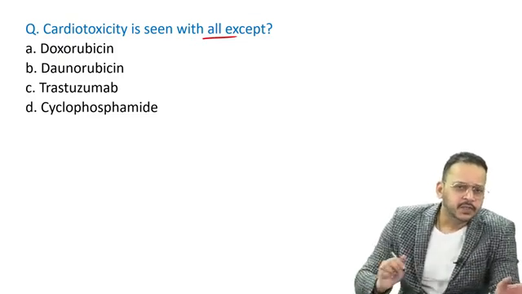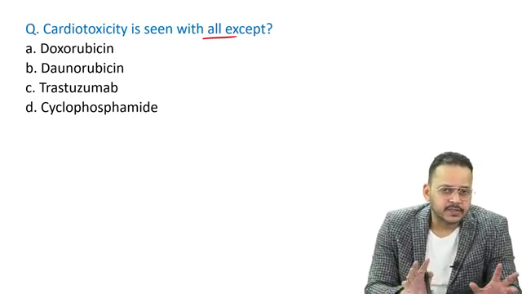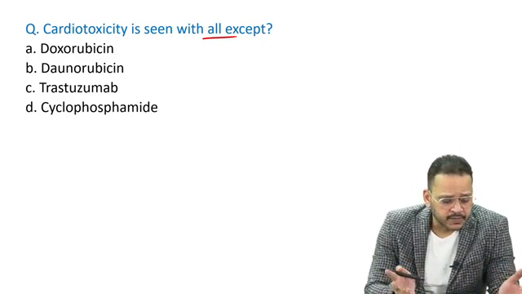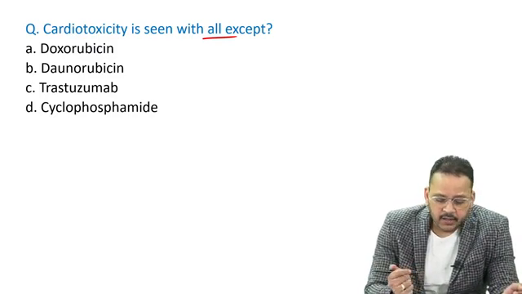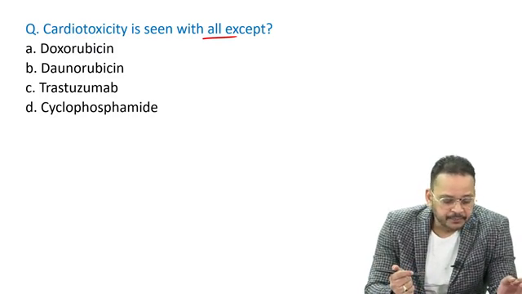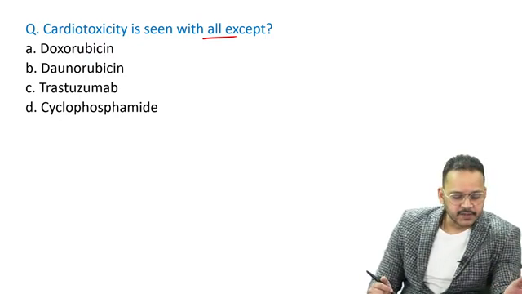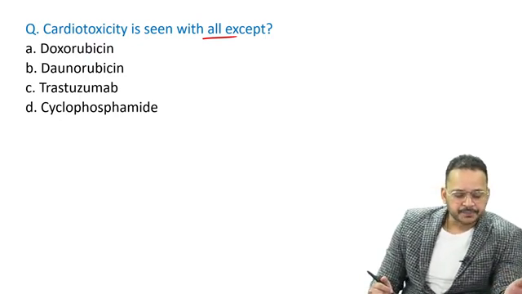Cardiotoxicity is seen with all except. The MCQs in anti-cancer drugs, 90% of them are on drugs of choice or side effects. That is what we're going to discuss. Cardiotoxicity is seen with all except doxorubicin, daunorubicin, trastuzumab, and cyclophosphamide. Cardiotoxicity, guys, has been asked a lot of times, in and around these drugs.